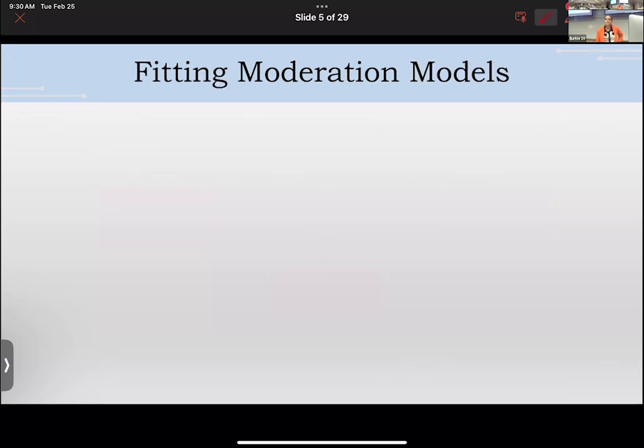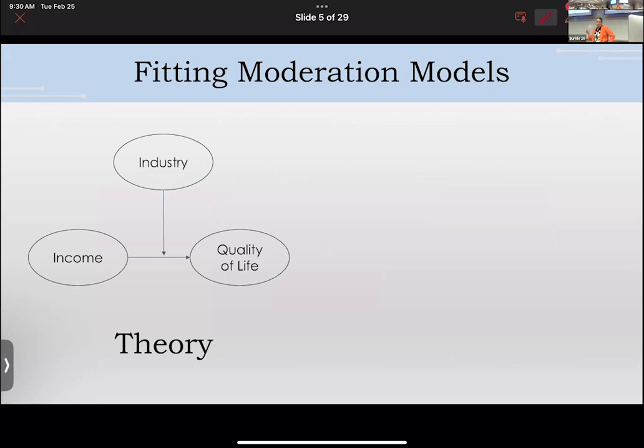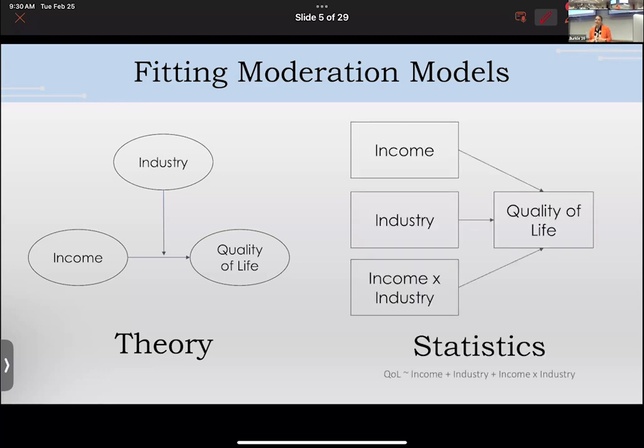All right. So remember, a reminder when we fit moderation models, this is our theoretical model, right? We've got a relationship between income and quality of life that exists as if we're not considering industry. We actually think that that line, that slope is going to change depending on what industry people work in. That's why industry is coming in and hitting that slope. It's literally hitting it and changing its magnitude, right? It's beta. Statistically, though, we can't regress things onto lines.